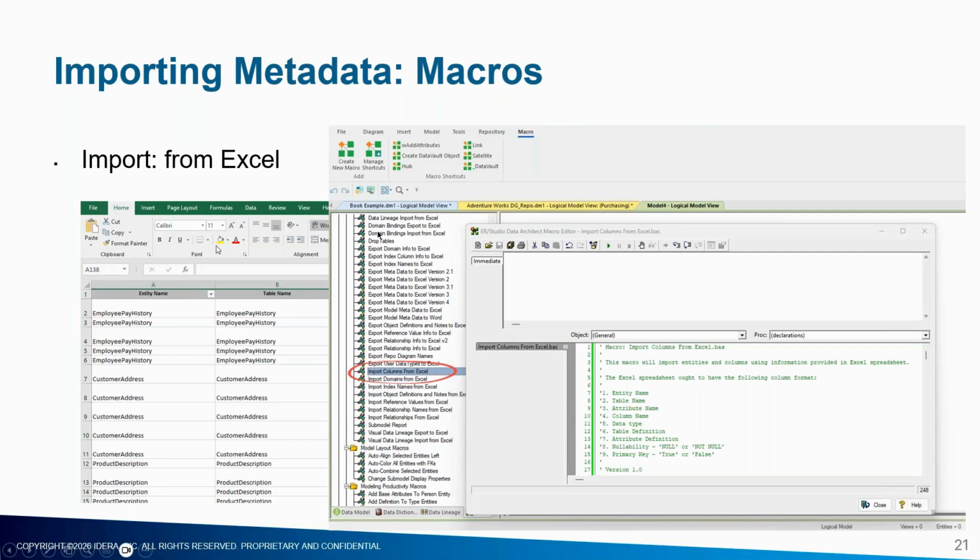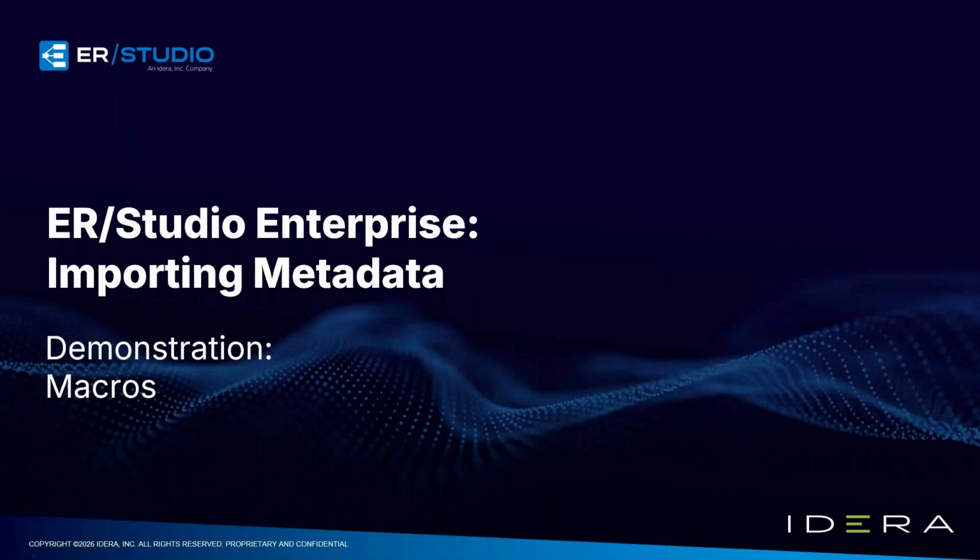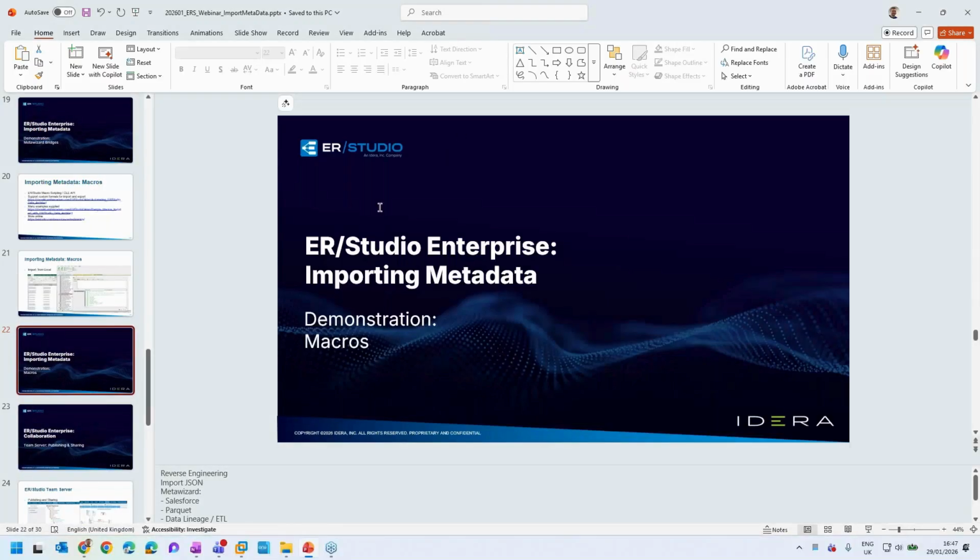So these are the standard sample macros that come with the product. Okay, so there's things like imports, exports, which is kind of our focus today. So we'll run this one in just a moment. There's also things around alignment, colorization, and so on. And there's a full little development environment in ERStudio with debug capabilities in there as well. So let's just take a little look at the macro here.